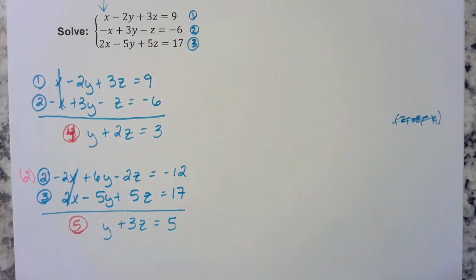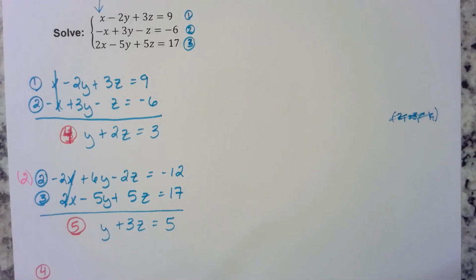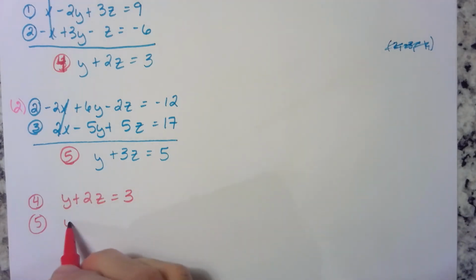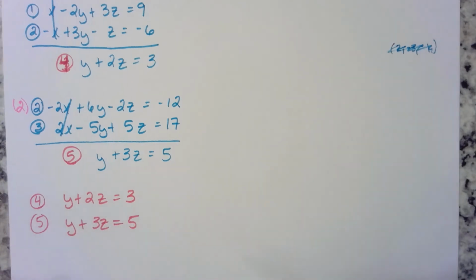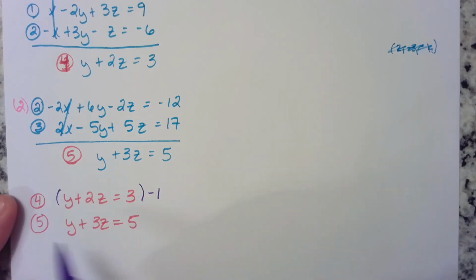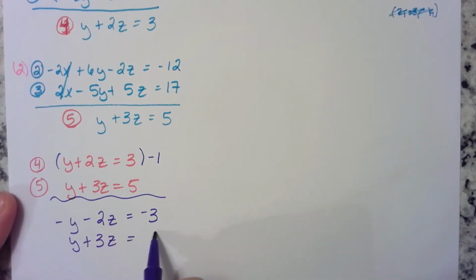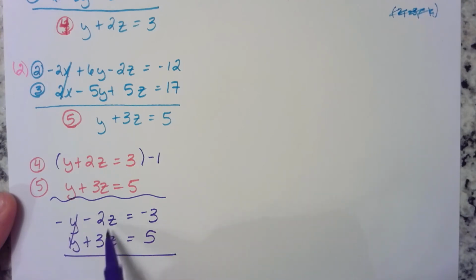So now we're going to take equations 4 and 5 and solve them like we did in 11.1, or in the last section. So we're going to have y plus 2z equals 3, y plus 3z equals 5. You can solve this any way you like. I'm just going to continue using elimination. So if I multiply this one by a -1, I have negative y minus 2z equals -3. Equation 5 gets to stay the same. This is 0. Negative 2z plus 3z is 1z. Negative 3 plus 5 is 2.